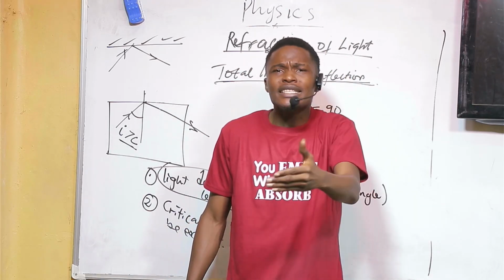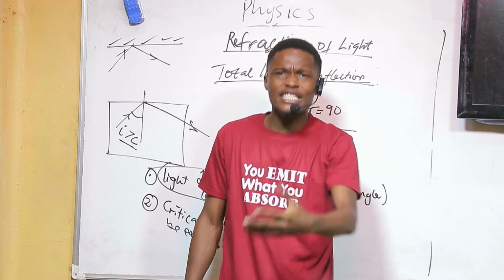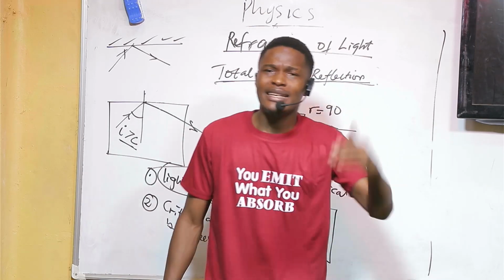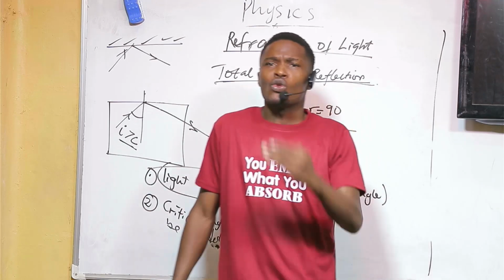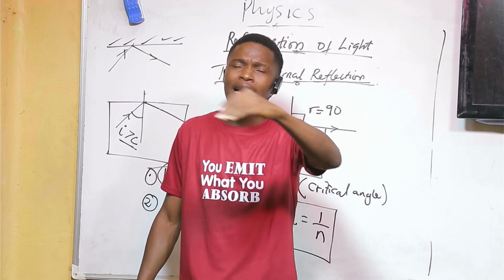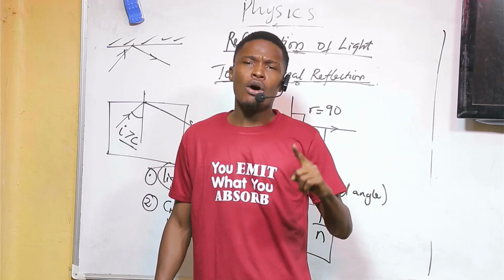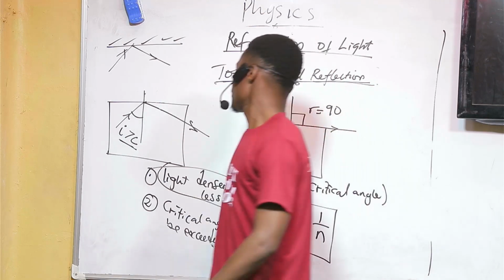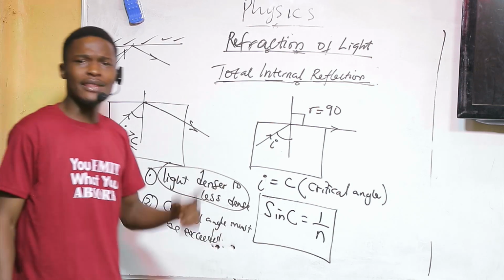What if I see something like going from glass to water? Will it happen? Yes, it will happen, because glass is optically denser than water. So total internal reflection will happen when light is going from glass to water. Will it happen when it is going from water to glass? No, because water is less dense than glass. That is what we mean by that. Okay, so that is the concept of total internal reflection.